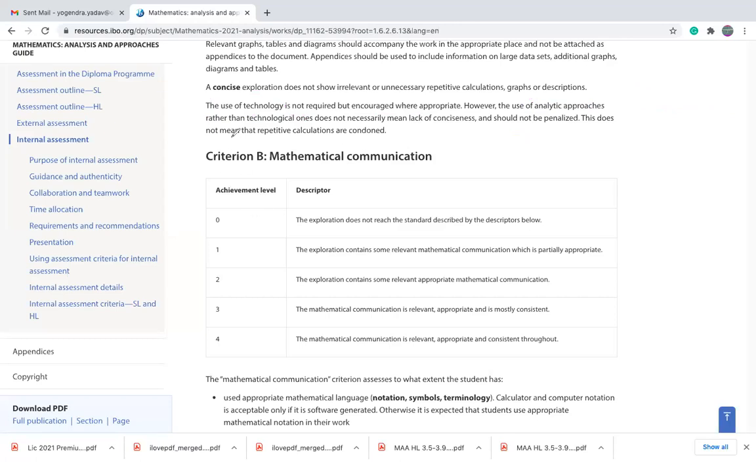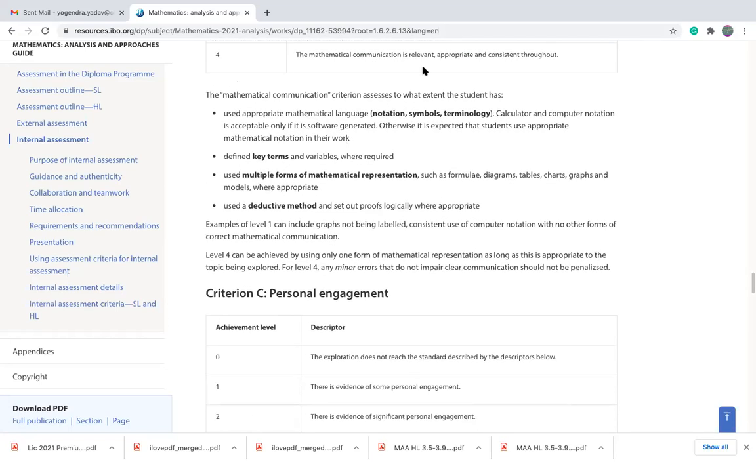Criterion B, as we discussed here, is about mathematical communication: your key terms defined well, and multiple forms of presentation, such as formulae, diagrams, charts, and graphs, wherever necessary. Now you see a little bit of contradiction: in criterion A these things are not counted, but in criterion B they're explicitly counted. And any deductive proofs or logic, like induction, that you use helps you understand. There is always reasoning involved in this communication.